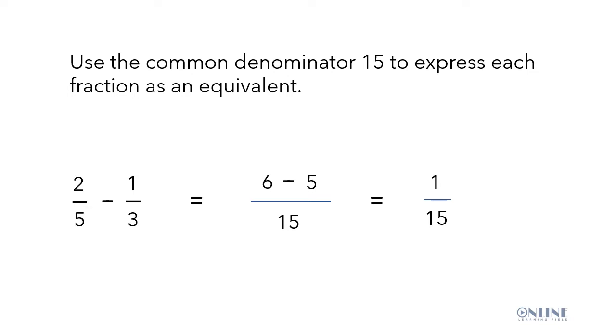The other fraction is 1/3. 3 can divide 15 5 times. Multiply this 5 by 1, which is the numerator of 1/3. The answer is 5. Place this 5 next to the subtraction sign above the division line. The new fraction is 1/15. So 2/5 minus 1/3 equals 1/15.